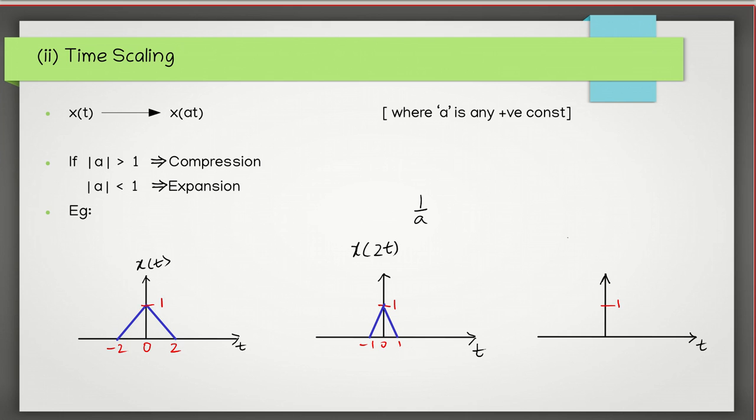And similarly, if we try and plot x of t by 2, in this case a by comparing is 1 by 2, that is 0.5, which is less than 1. Hence now the reciprocal of a, that is 1 by 1 by 2, is 2. Now we need to multiply 2 to each and every instant in the time axis, t axis. So now the signal will be something of this type, where this is -4, this is 0, and this is +4.